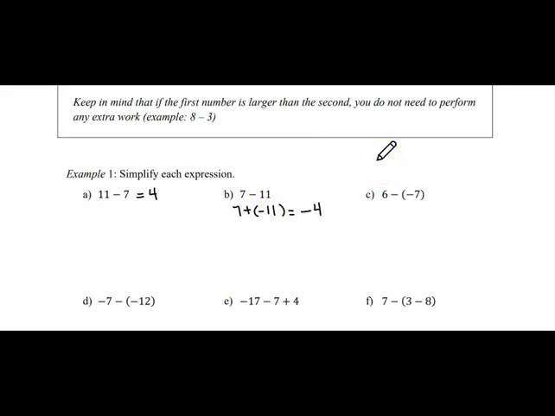Okay. So next one is 6 minus negative 7. This is our second case, where we said a minus negative b is going to be equal to a plus b.